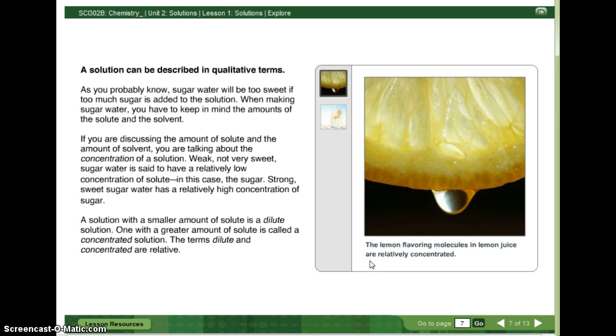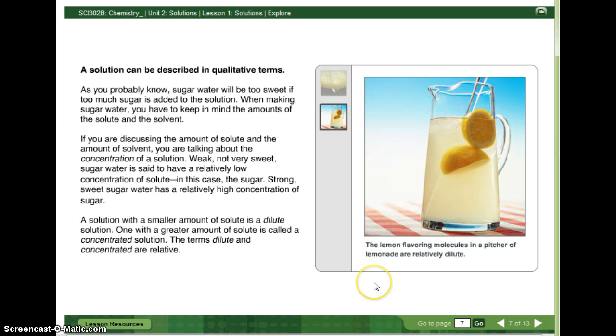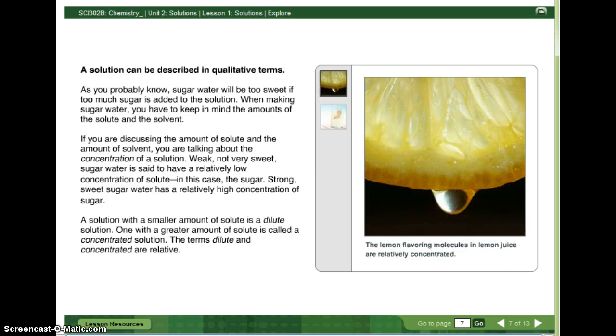The lemon flavoring molecules in lemon juice are relatively concentrated because you just have one drop of lemon and you can taste it, right? I mean, on your tongue it's like, ooh. And that's because there's a lot of the molecules in that one little drop. It's concentrated. The lemon flavoring molecules in a pitcher of lemonade are relatively dilute, so not nearly as strong as if you are just sucking on the actual lemon.